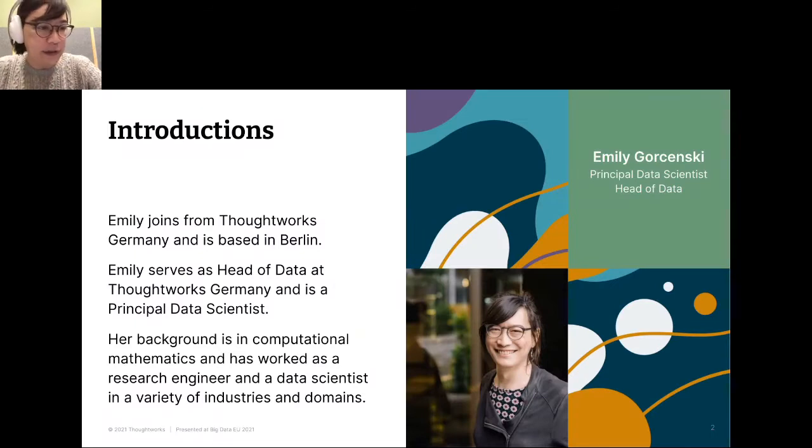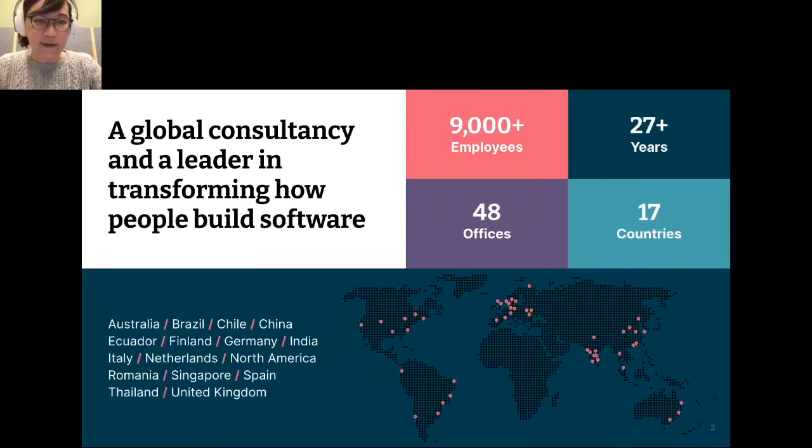Before I jump into the talk, I'll introduce myself. My name is Emily Gorcenski. I am the head of data at ThoughtWorks Germany, and I'm a principal data scientist with ThoughtWorks. My background is actually in computational mathematics and research engineering, although in the past couple of years, I've fashioned myself as a data engineer as well. And now I'm responsible for a lot of the work that we're doing in data, everything from analytics to machine learning to data engineering and platform development at ThoughtWorks. And I'm pleased to talk to you about our perspective on how we build data platforms and data products.